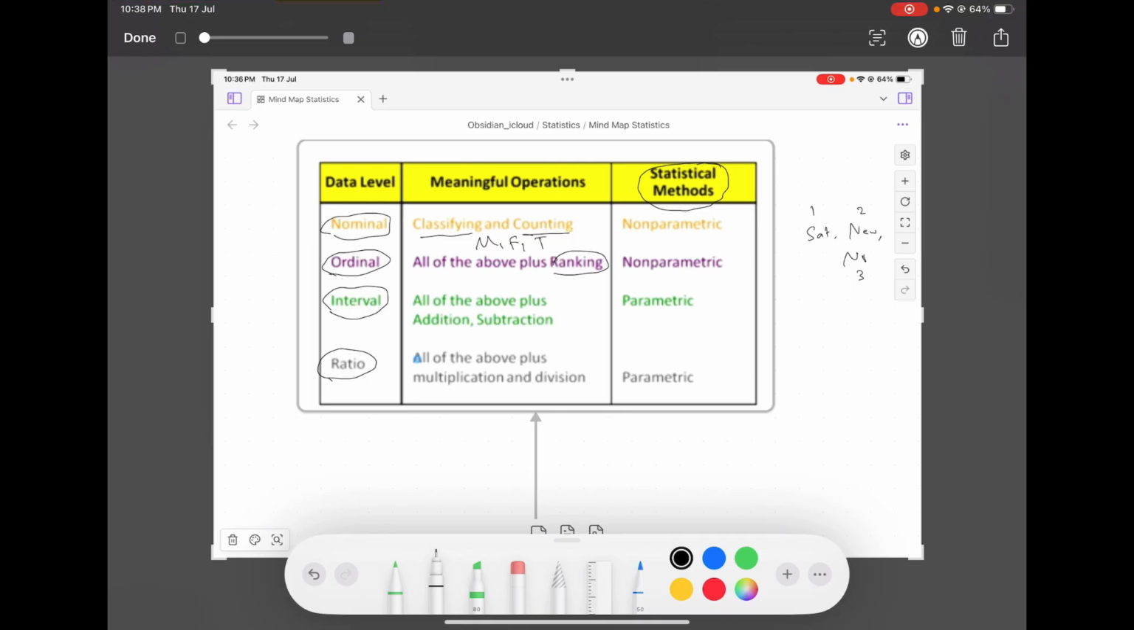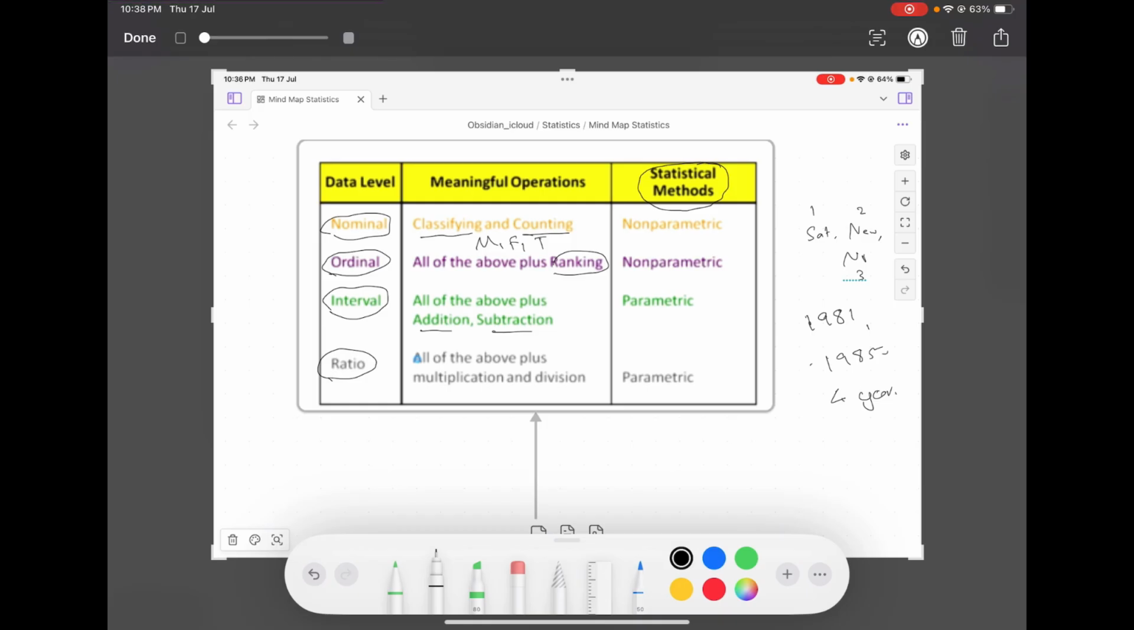Okay, interval data, that means we have seen examples like years, 1981, 1985. Here you can classify it, count it, rank it, and also add and subtract. You can subtract it: 4 years. The difference is 4 years, and it carries a meaning. That means you can add and subtract it.